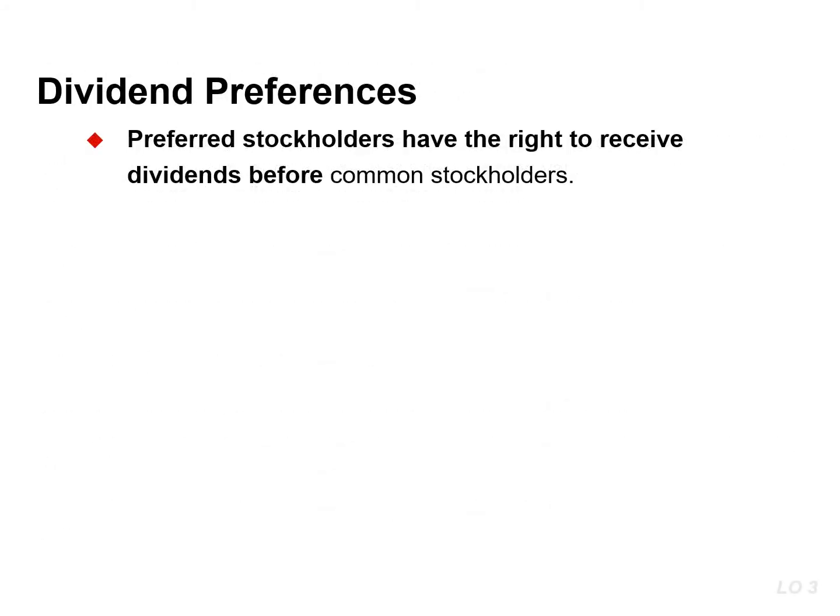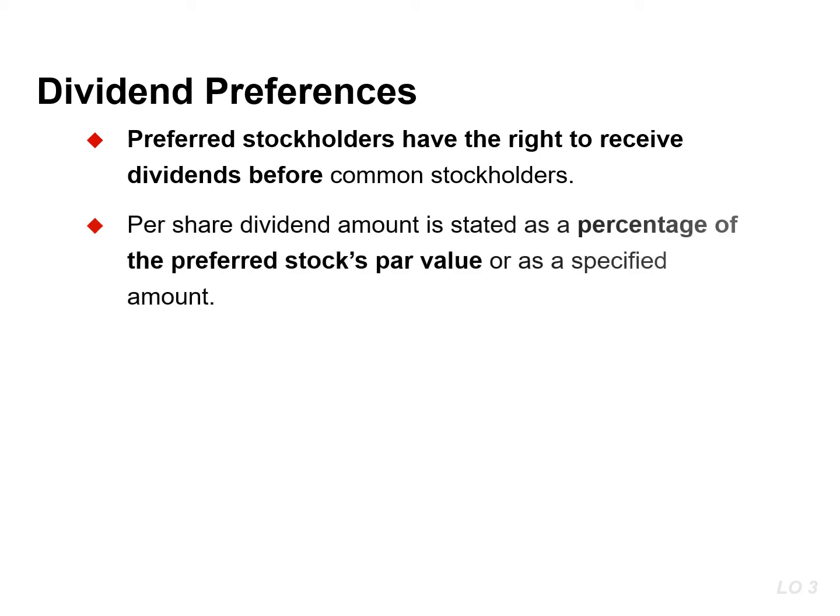Preferred stockholders have the right to share in the distribution of income before common stockholders. If the dividend rate on preferred stock is $5 per share, common shareholders cannot receive any dividends in the current year until preferred stockholders have received $5 per share. Preferred stock typically has a fixed dividend rate, which can be stated as a percentage of the par value or as a specified amount.